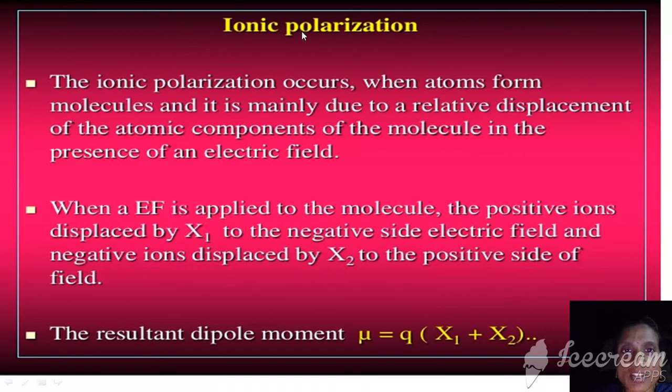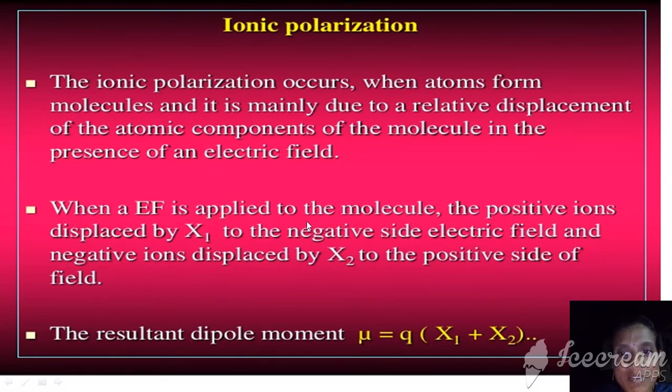Later, the next polarization which we learn is the ionic polarization. This ionic polarization takes place from the ions. The difference between an atom and an ion is either gaining or losing electrons. If an atom gains electrons, then it becomes a negative ion. If an atom loses electrons, then it becomes a positive ion.